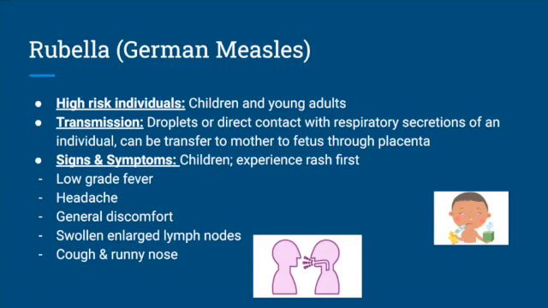The transmission for this virus is through droplets or direct contact with respiratory secretions of an individual, and it can transfer from mother to fetus through the placenta. Signs and symptoms for children are a rash, a low-grade fever, headache, general discomfort, swollen and enlarged lymph nodes, cough, and runny nose.